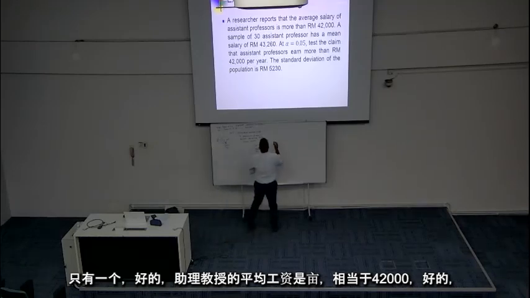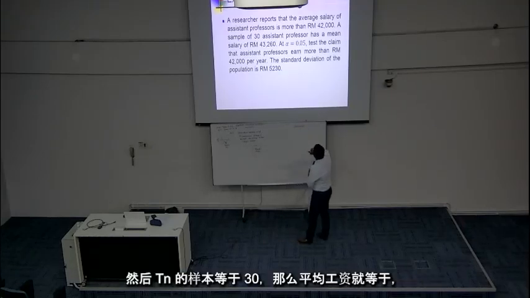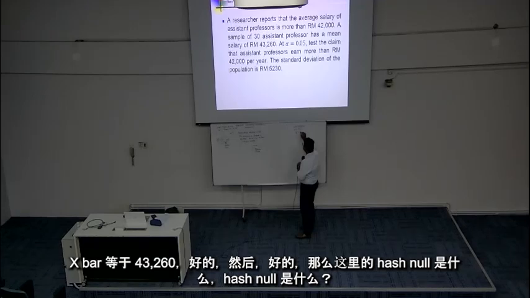The average salary of the assistant professor is mu equal to 42,000. And then a sample of 30, n is equal to 30, and then the mean salary, x bar, is equal to 43,260.